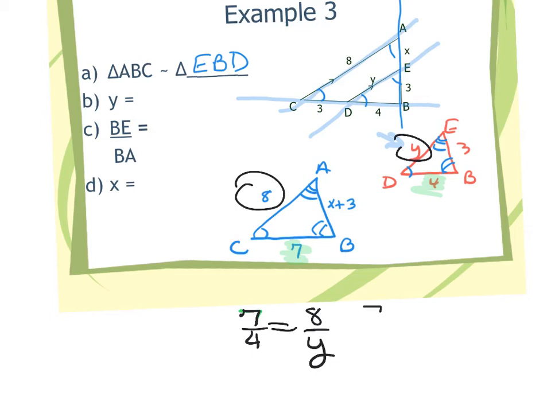Let's cross multiply. 7 times y, 4 times 8, divide by 7. 7 will go into 32 4 times. 4 times 7, 28. 4 left over. So 4 and 4/7.